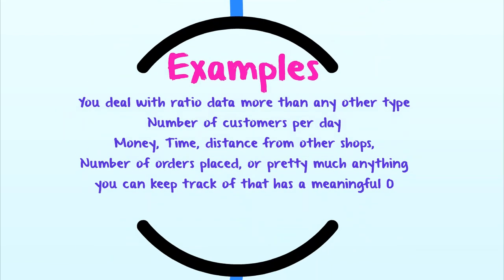So, for example, you deal with ratio data more than any other type of data. You have the number of customers per day. 0 is a meaningful number. You still could have only 0 customers all day long, but 0 is an absence of customers. Money, time, distance from other shops, number of orders placed, or pretty much anything with a meaningful 0.